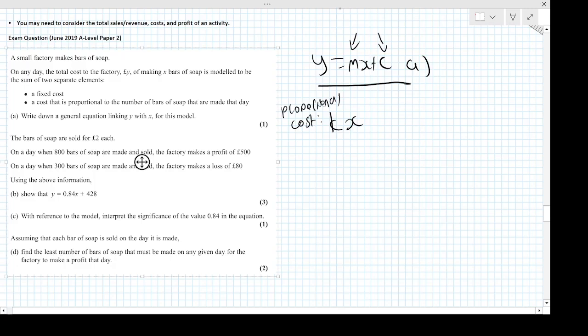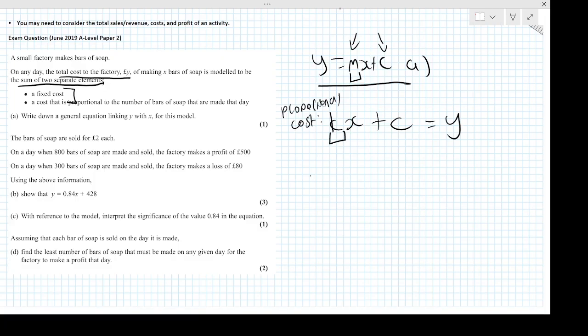So that's the proportional cost. Then there's also a fixed cost, and that's a cost I'm going to add on no matter what. So I'm going to call that just add c, right? Then that's the total cost, these two together, since it said the sum of these two parts. That's equal to the total cost, which is y. Well, hang on a minute. If I just call k m here, I get the equation mx plus c. So this actually turns out to be a linear model. However, it can be fairly tricky to realise that.